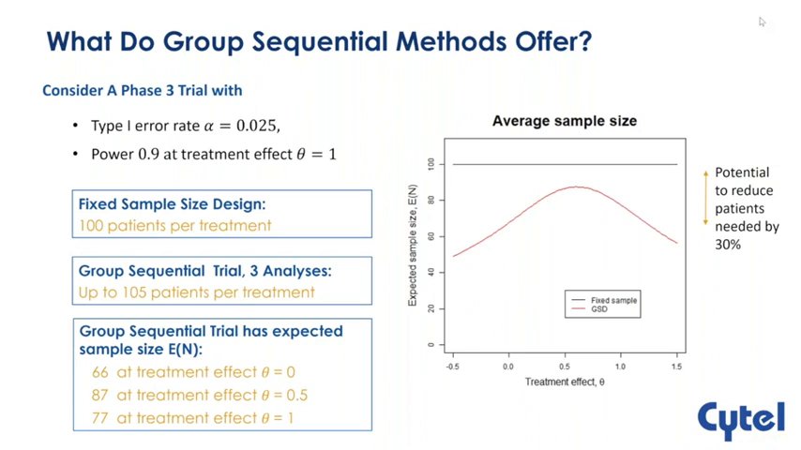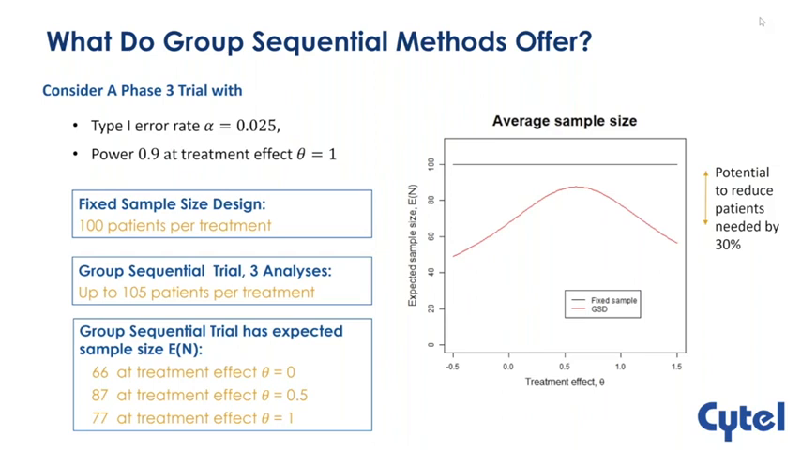Imagine a phase three trial that's set up with a one-sided type one error probability of 2.5%, which is standard. I'm going to talk about the treatment effect I call theta, which is a measure of the difference between the performance of the new treatment and the control. Suppose in this case, a value of theta equals one is a clinically significant treatment effect, and so we want power 0.9 in that case. Imagine that the response variance and other considerations are such that a fixed sample size design would require 100 patients per treatment. So what might happen in a group sequential design with three analyses?